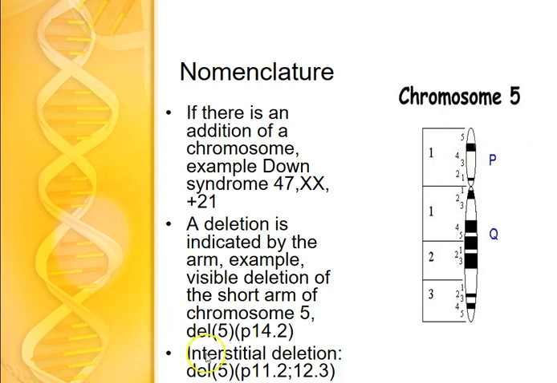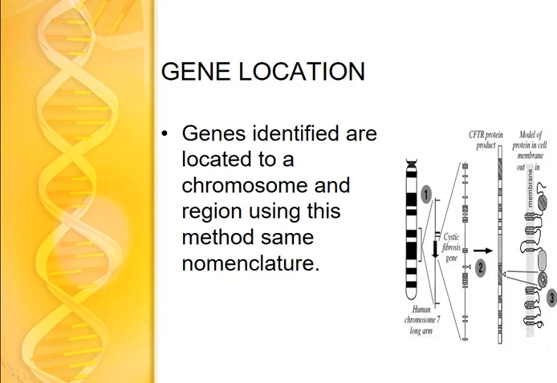If there are 2 breakpoints, it's an interstitial deletion. That means in the middle. So deletion 5, p1.1.2 to p1.2.3. So this region is deleted. So when you see 2 breakpoints, that means there's an interstitial deletion. We've realized that there are far more interstitial deletions than we originally thought.